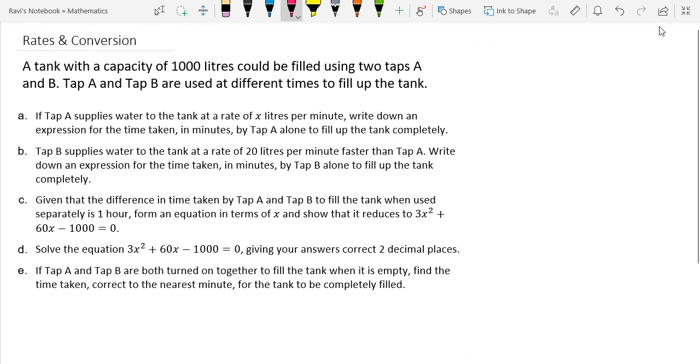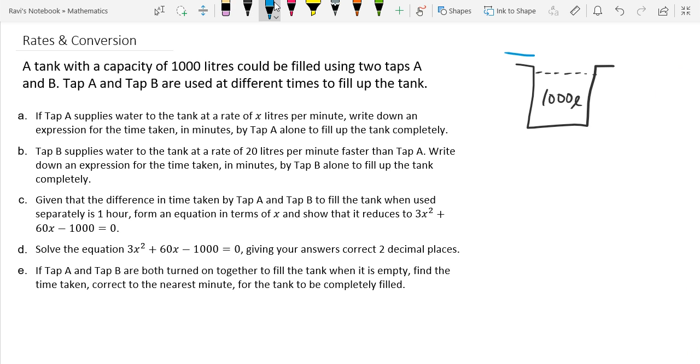Hi, now let's look at this question here on rates and conversions. So we are given that a tank has a capacity of 1,000 liters. So let me draw that tank here. Okay, and two taps, tap A and B, can be used to fill up this particular tank.